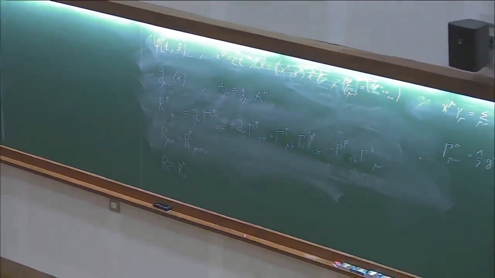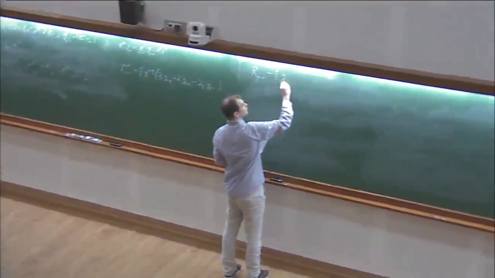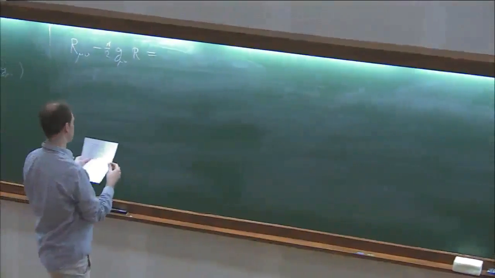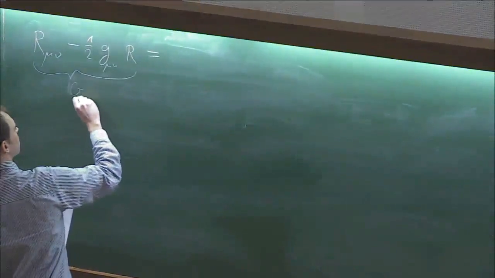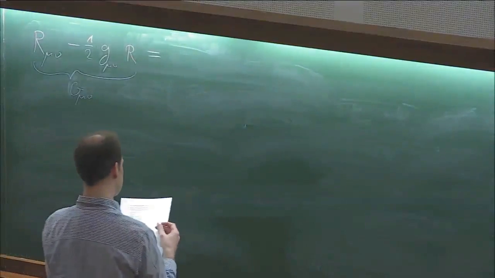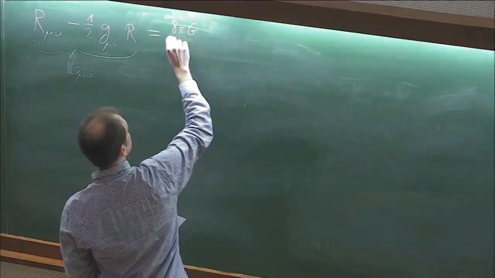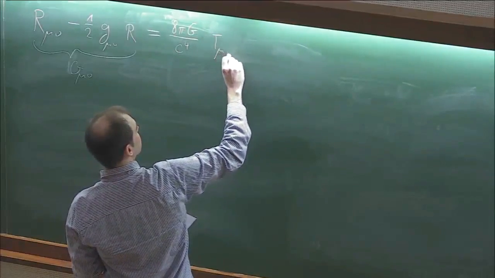R mu nu minus 1/2 g mu nu R. This is also the so-called Einstein tensor, so this is often abbreviated G mu nu. And that's given by 8 pi G divided by c to the fourth, and then there is the energy-momentum tensor, T mu nu, on the right-hand side.